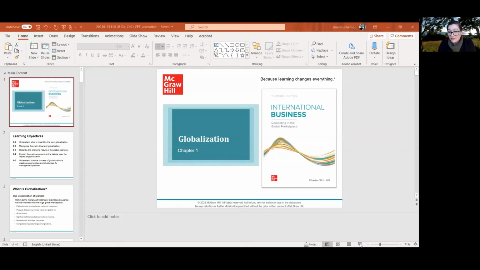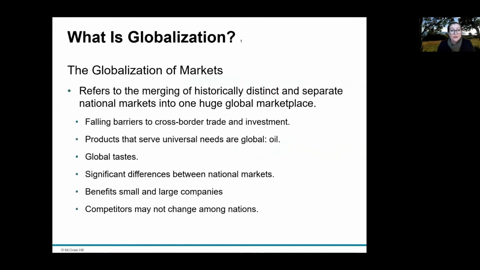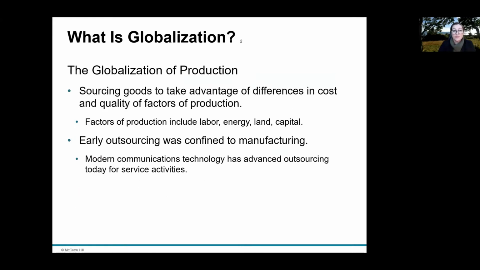All right, so this chapter is titled simply Globalization, and that's where we learn about what is meant by this term of globalization. We look at the drivers of globalization. We describe the changing nature of the global economy. We look at the arguments for and against globalization and the process of managing an international business. So when we look at the question of what is globalization, we're talking about two things: the globalization of markets and the globalization of production.